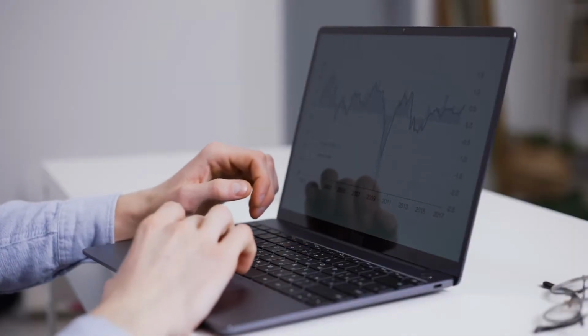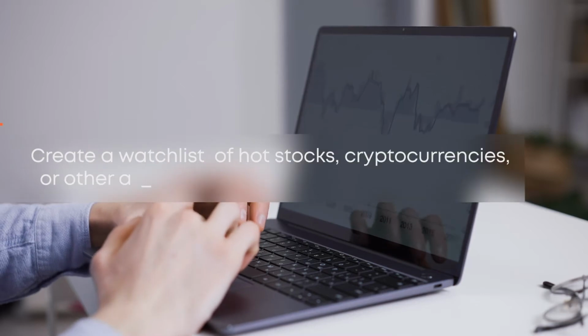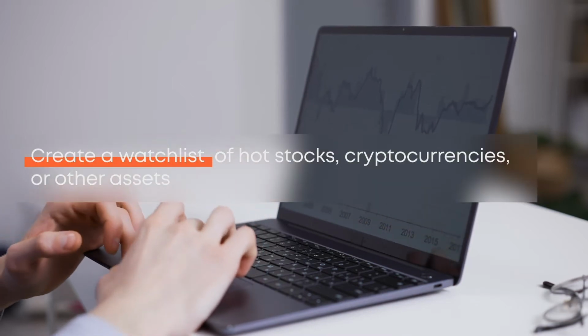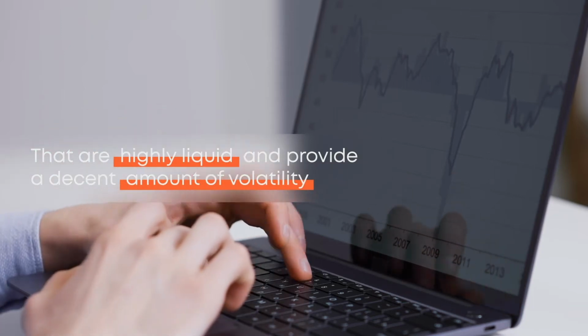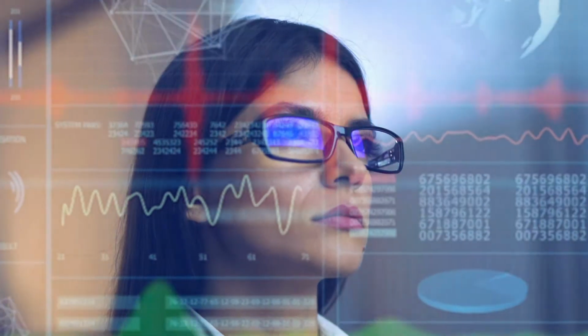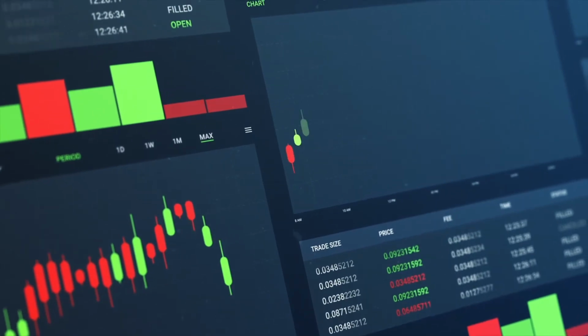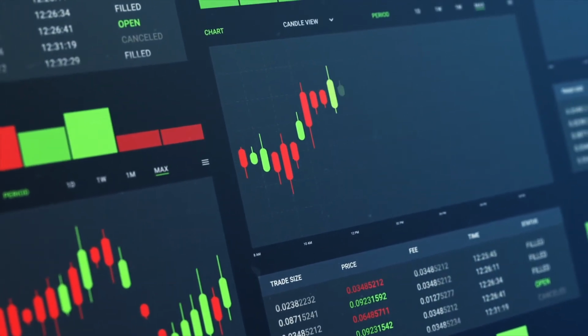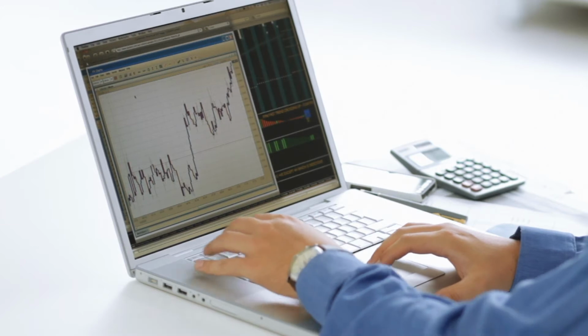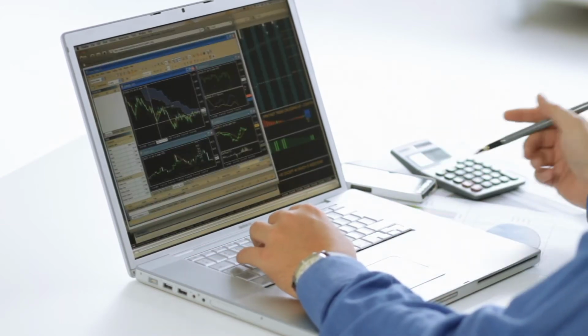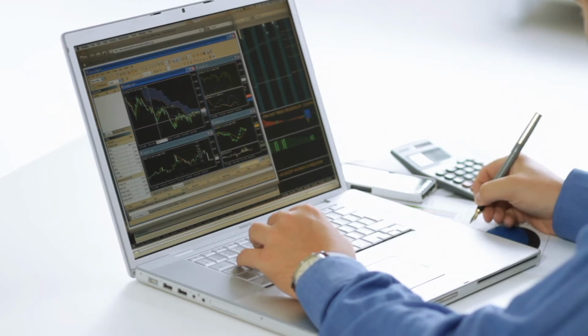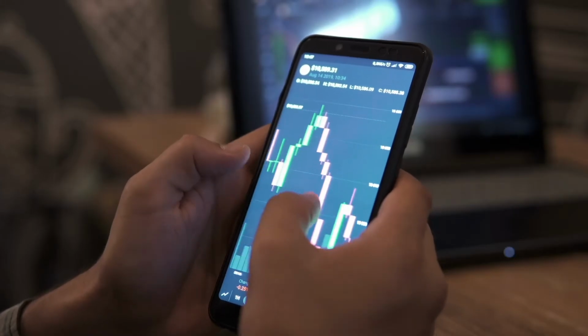To have a better advantage when scalp trading, create a watch list of hot stocks, cryptocurrencies, or other assets that are highly liquid and provide a decent amount of volatility. Monitor these assets for a period of time before opening up any trades to get a feel for the range that they typically move between, and therefore to get a better idea of what to expect on an average trading day. Pay attention to technical formations and look for breakout opportunities to quickly get in and ideally ride a short move to the upside and then sell to realize successful results.